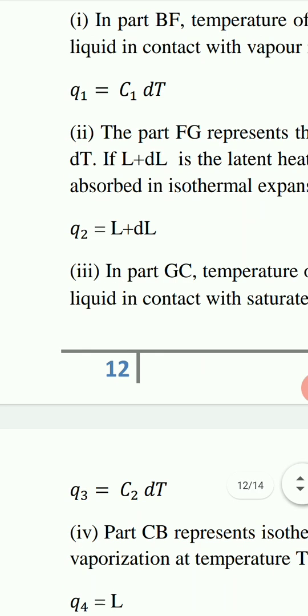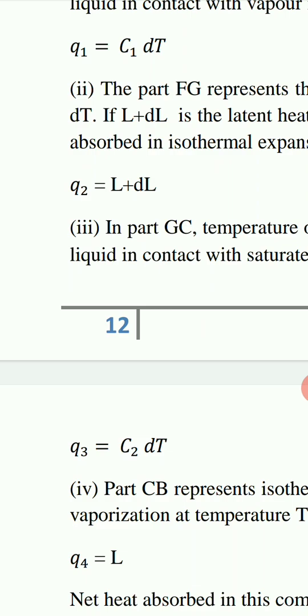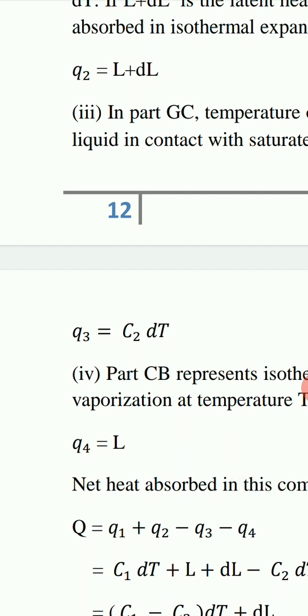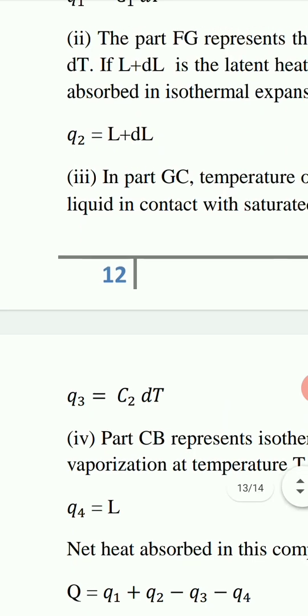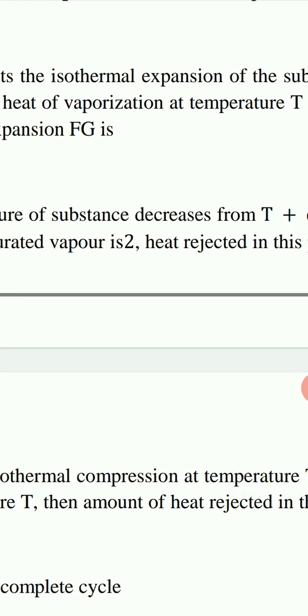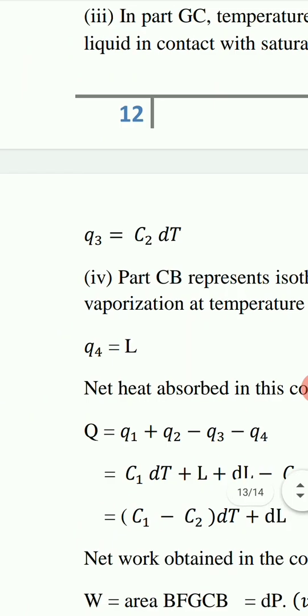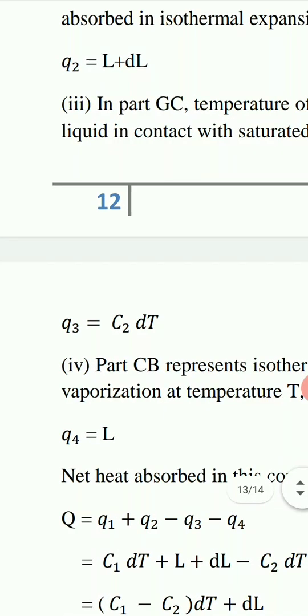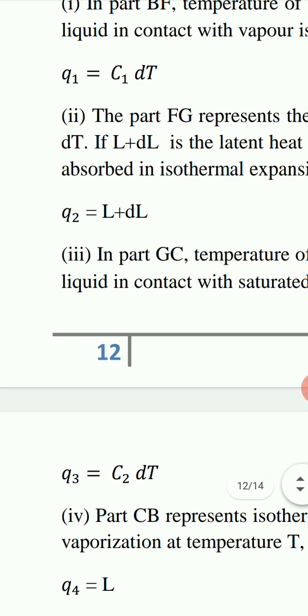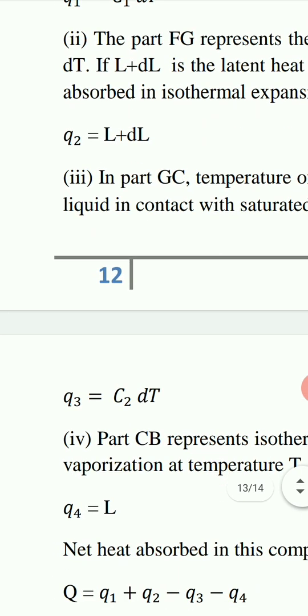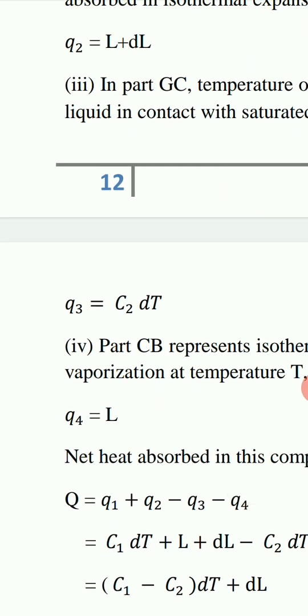In a similar manner, we can find the heat in the third and fourth processes. In the third and fourth processes, heat is not absorbed, but in these two cases heat is rejected by the substance. The heat rejected by the substance in the third process we write as Q3, and it will be equal to C2 dt, in a similar case as Q1 equal to C1 dt. Now in Q3 equal to C2 dt, C2 is the specific heat of gas, because this third process is GC.